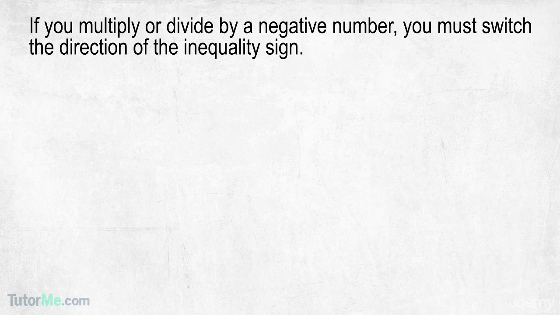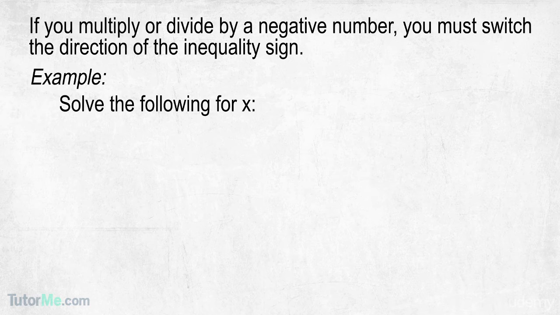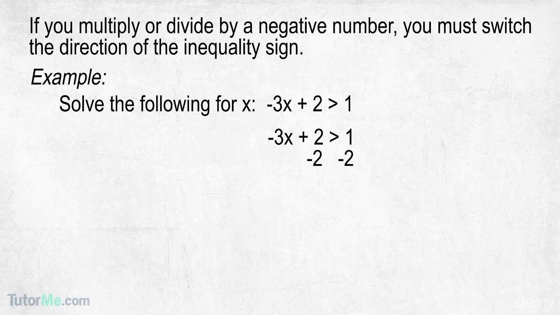If you multiply or divide by a negative number, you must switch the direction of the inequality sign. For example, solve the following for x. Negative 3x plus 2 is greater than 1. So we'll subtract 2 from each side. This leaves us with negative 3x is greater than negative 1.